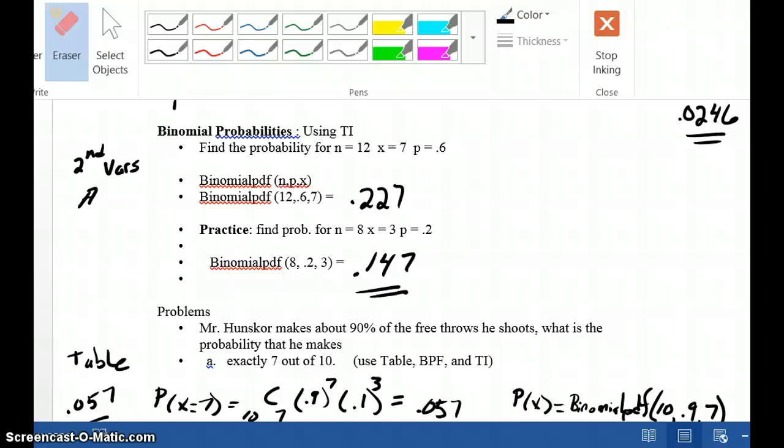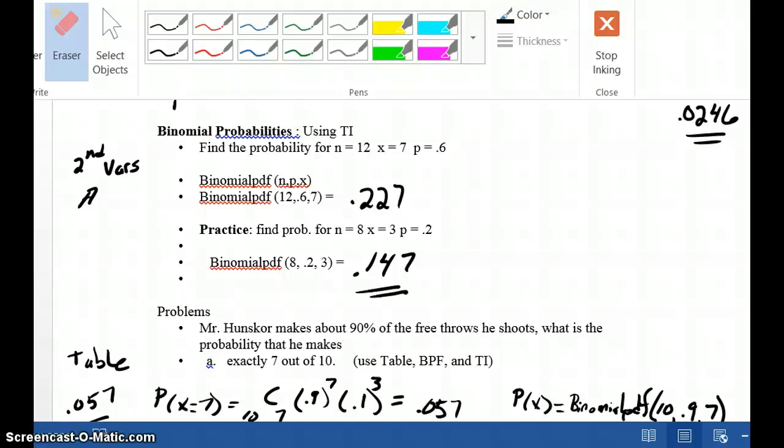Now some of you might have a little different type of calculator. It might not ask for it in that order, or it might prompt you to put in those values. But in either case, it should be relatively easy to follow, and you should get 0.227. Much easier than working through the big formula.